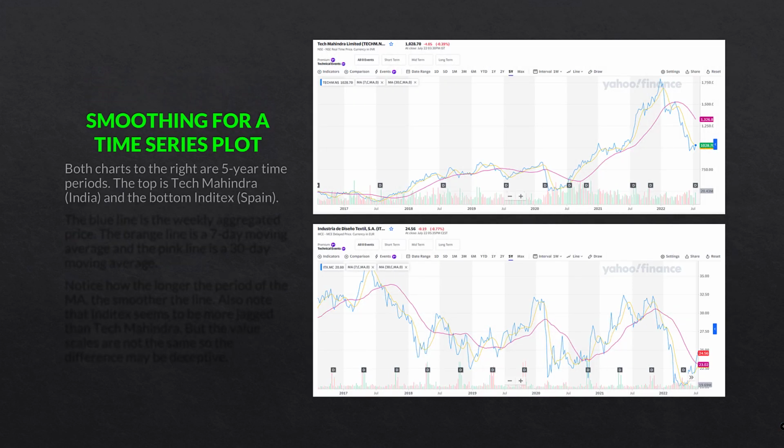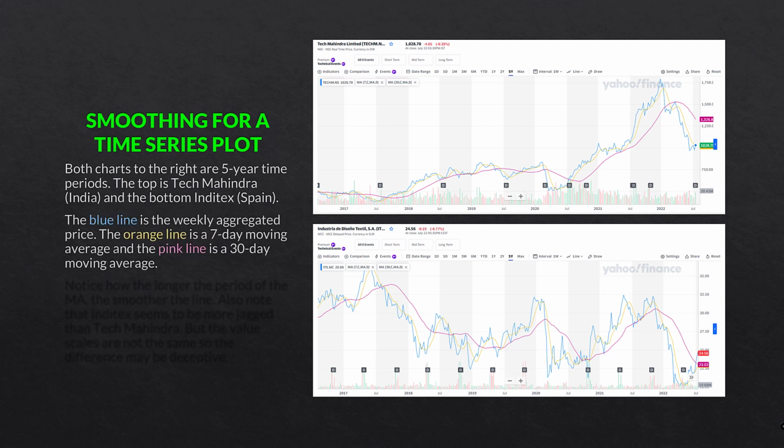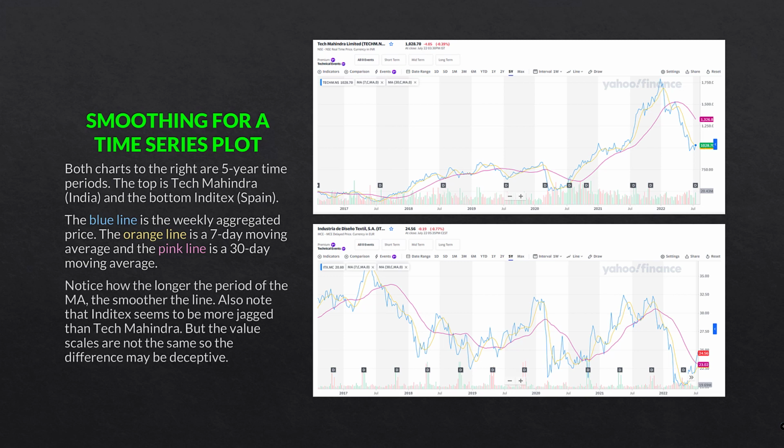Smoothing for a time series plot. Both charts to the right are 5-year time periods. The top is Tech Mahindra in India, and the bottom is Inditex in Spain. The blue line in the chart is the weekly aggregated price. The orange line is a 7-day moving average, and the pink line is a 30-day moving average. Notice how the longer the period of the moving average, the smoother the line. Also note that Inditex seems to be more jagged than Tech Mahindra.